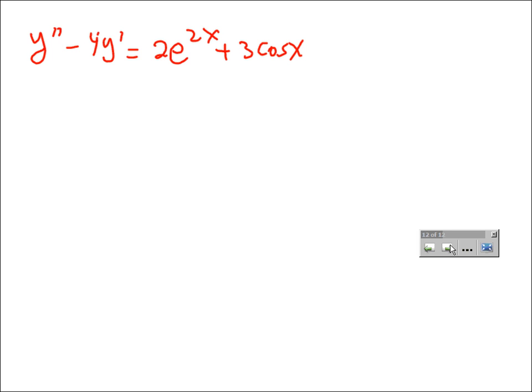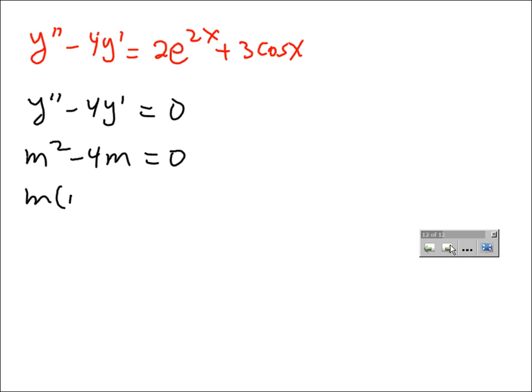Suppose you wanted to solve y double prime minus 4y prime is equal to 2e to the 2x plus 3 cosine x. First thing is to find the homogeneous solution. Set it equal to 0. m squared minus 4m is 0. Factor out m.